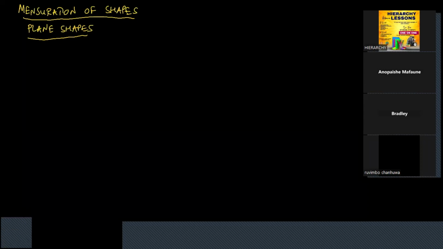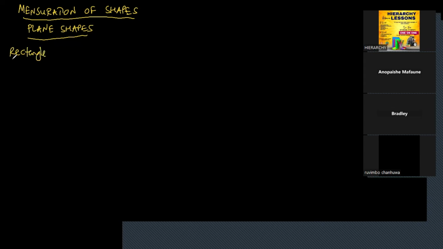The first thing that we're going to do is a recap of things from, I think, primary. So we're going to look at the common plane shapes that you once did, either back in primary or form one, form two. I'm not sure. So we're going to start with the rectangle.